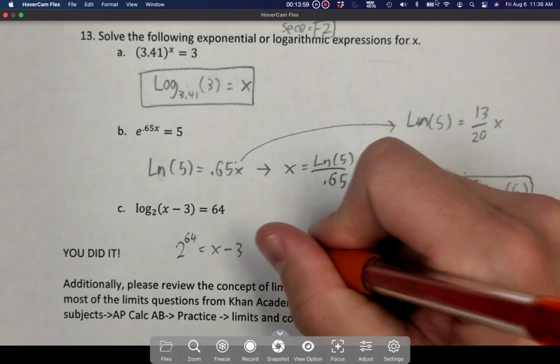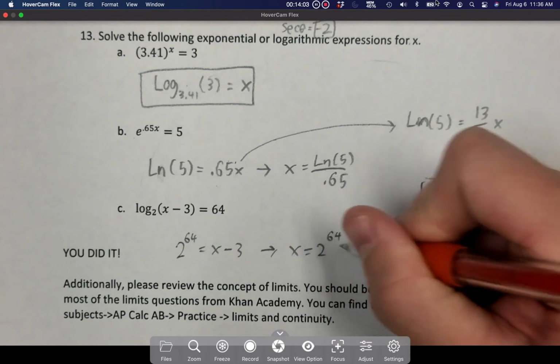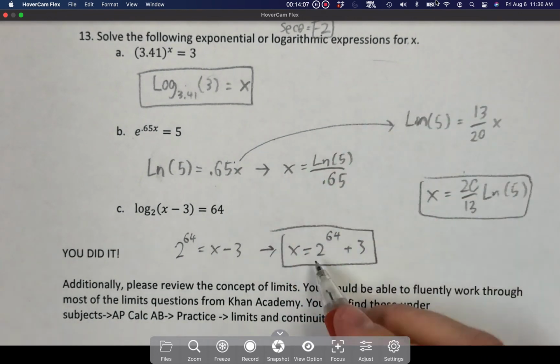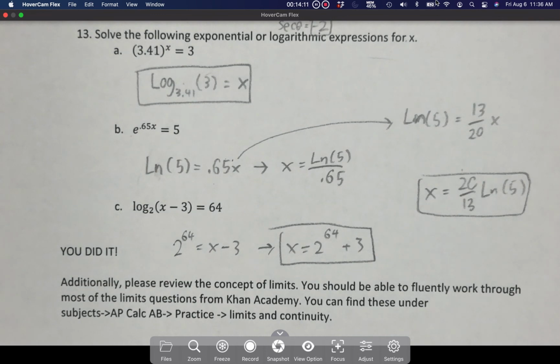And all I have to do now is add 3. Now don't try to plug that into the calculator. You'll get something like overflow because that is a giant number, but those are your solutions. And now we are done with the whole summer assignment. You did it.